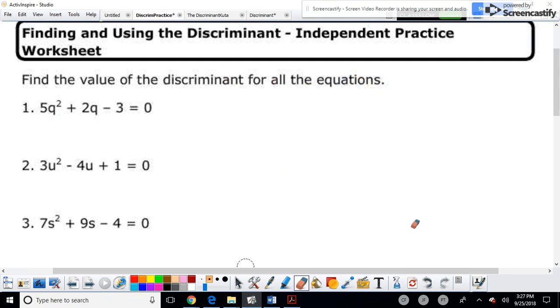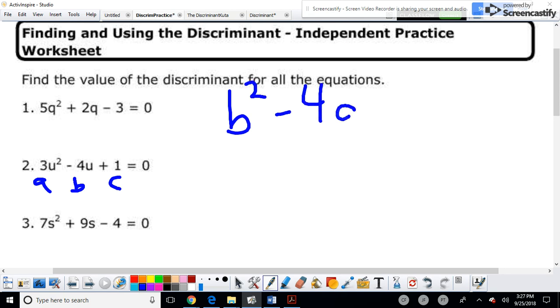Matter of fact, let me just clear all of this. Let's try one more. All right, so let's do the second one. So A is going to be 3, B is negative 4, C is 1. So let's plug that in. We always do B squared minus 4AC. That's going to be your formula every time. And all you have to do is substitute into it. Take out the B, put in negative 4.